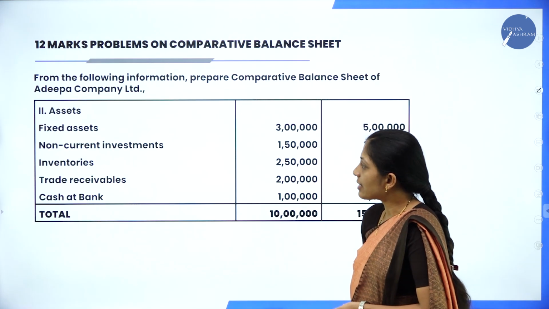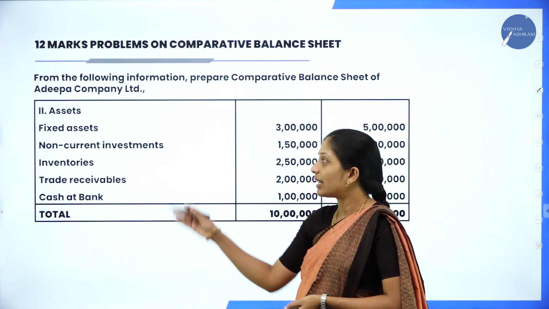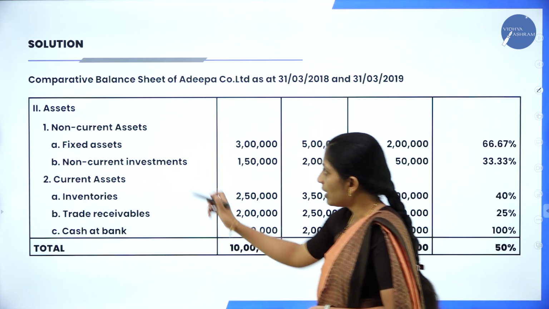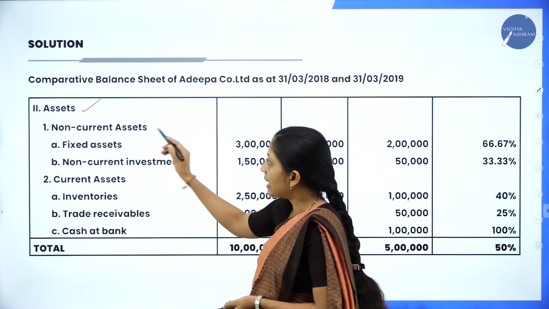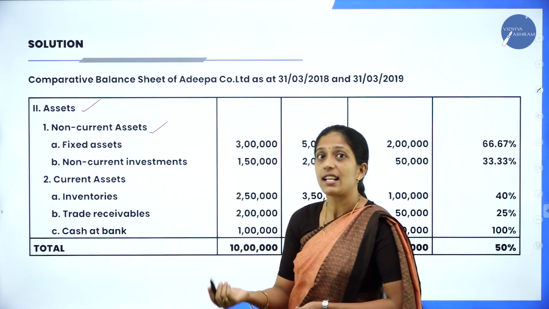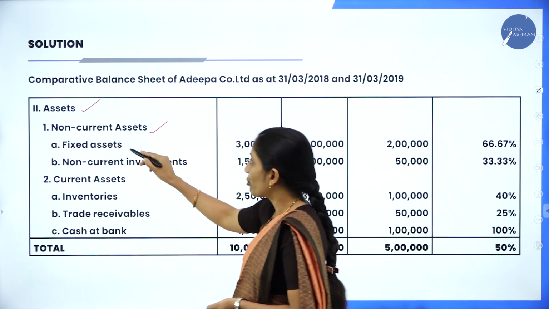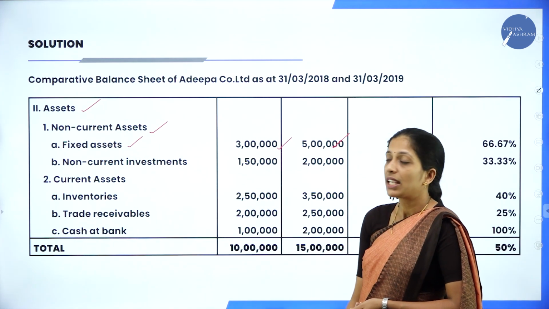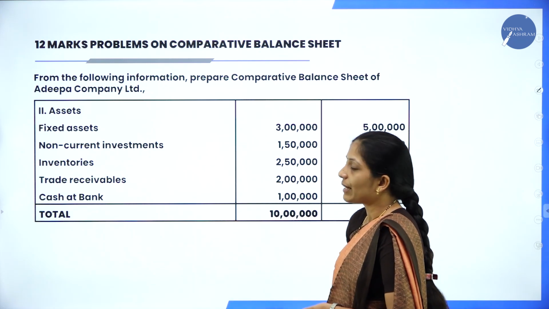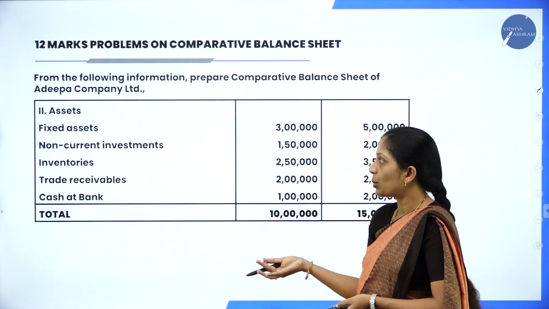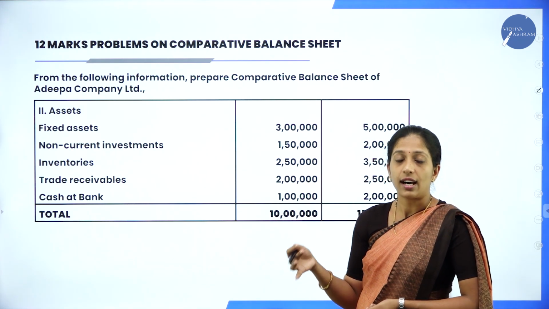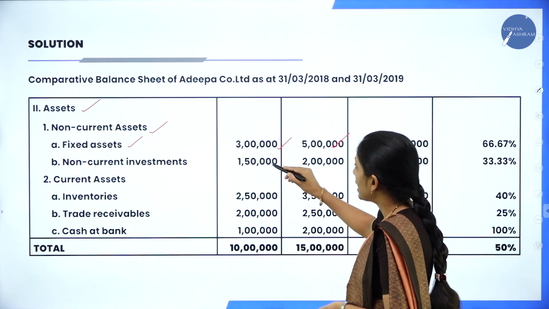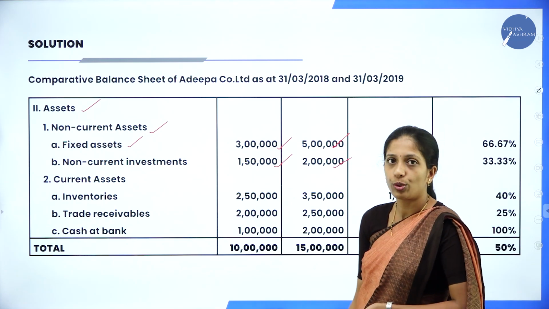Now come to assets. So we have assets. Under that, they have given fixed assets. So how do you show? Second, assets. Under that, first one is non-current asset. Under non-current asset, you have to write fixed assets. Fixed asset is 3 lakh and 5 lakh. Next, they have given non-current investment, which comes under non-current assets only. So, non-current investment 1 lakh 50 and 2 lakh.